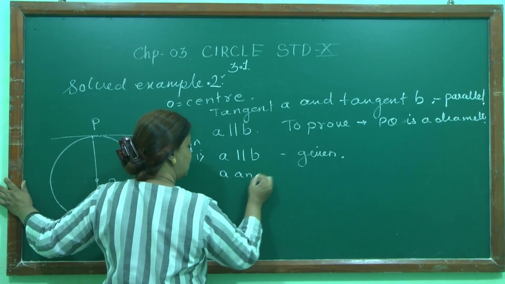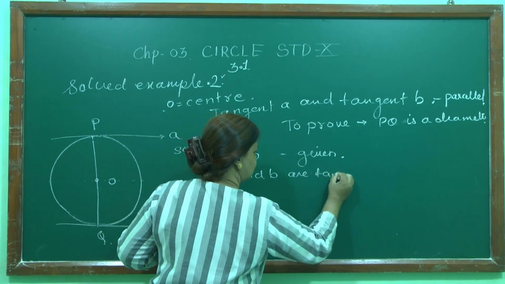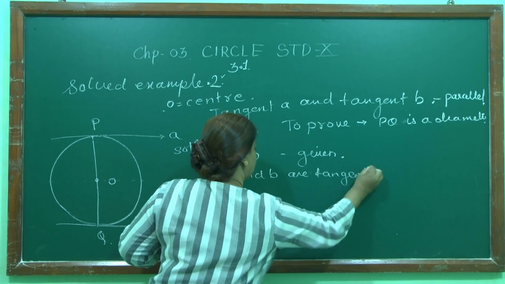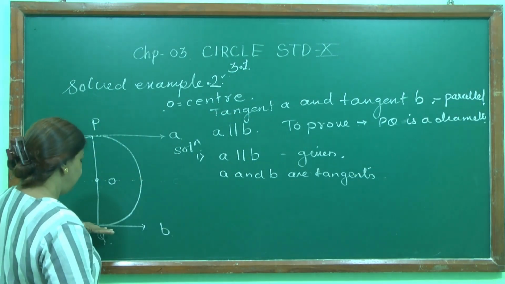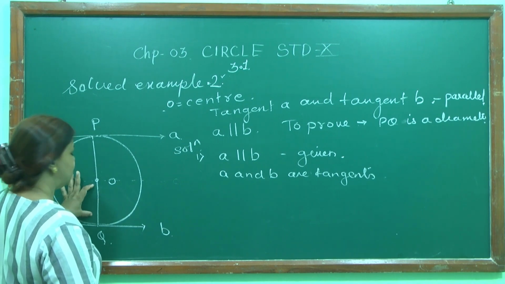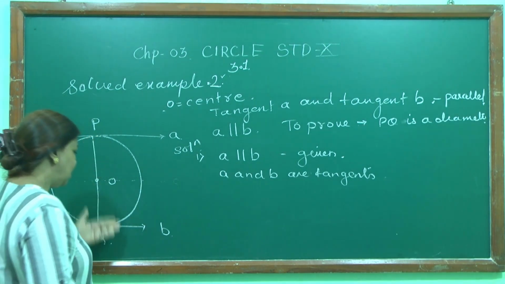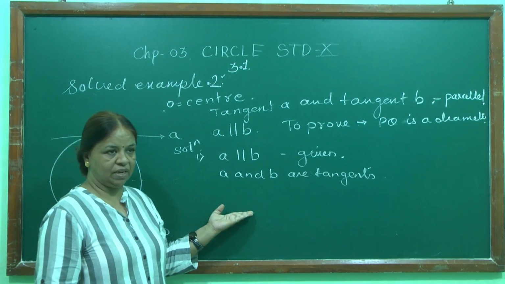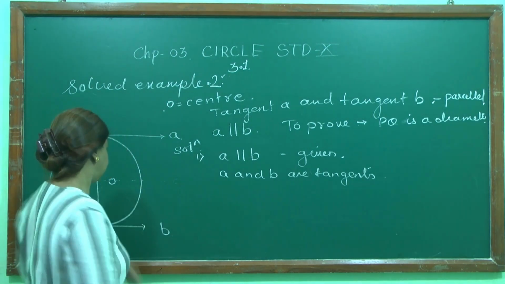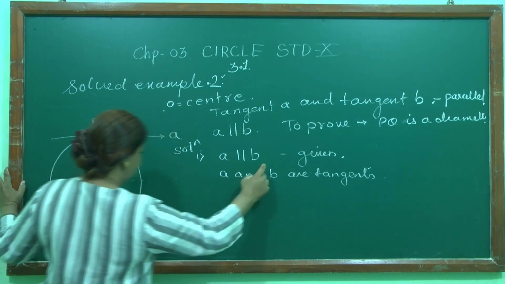A and B are tangent. See, if A and B are tangents and OP is radius, OQ is radius, that means this will be 90 and this will be 90, then they will have to be parallel to one another. Okay? They are tangent and they are parallel.